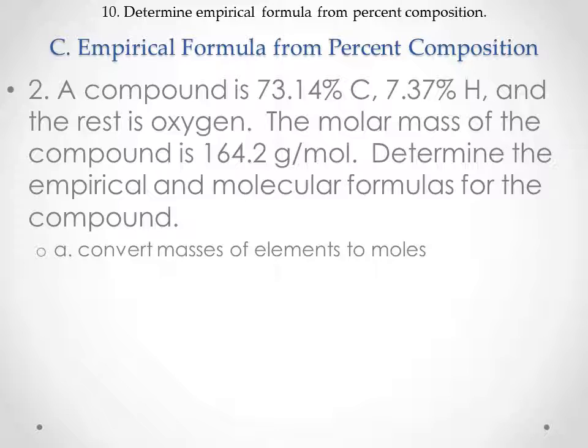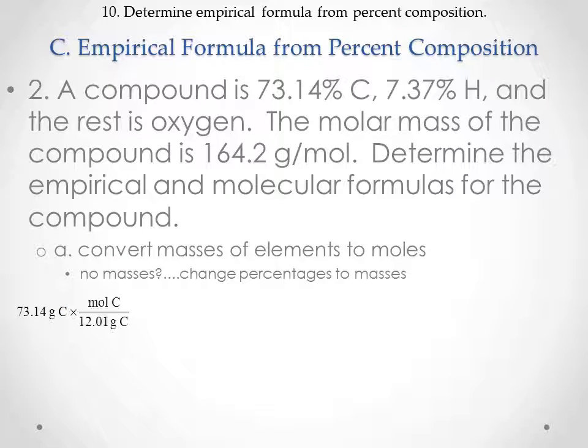So our first step is we want to convert the masses of the elements to moles. If we're not given masses, as in this case, we're given percent composition data, all we need to do is change these percentages directly into masses, because we know per 100 there would be that many grams of each of those elements. So for example, in this case, we're going to convert 73.14 grams of carbon, notice that matches the percentage, to moles. To do that, we would just use the molar mass of carbon, 12.01, as a conversion factor, and you convert that into moles. In this case, you would get 6.090. And you would just do that for all the elements in the compound.